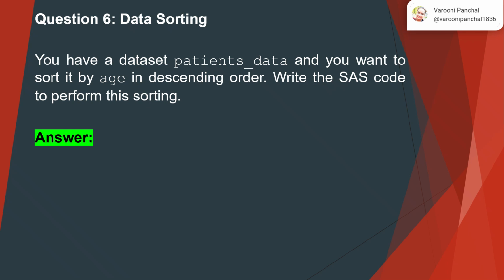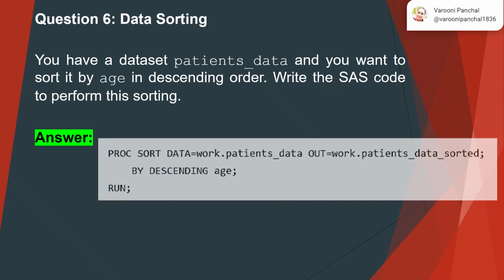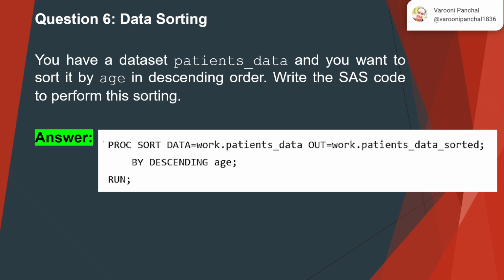Question 6. Data sorting. You have a data set patients_data and you want to sort it by age in descending order. Write this SAS code to perform this sorting. So here I'll write a PROC SORT procedure where data equals patients_data. Now when you're doing the sorting in descending order, I don't want this original data set to get changed. I want the changes in the new data set.